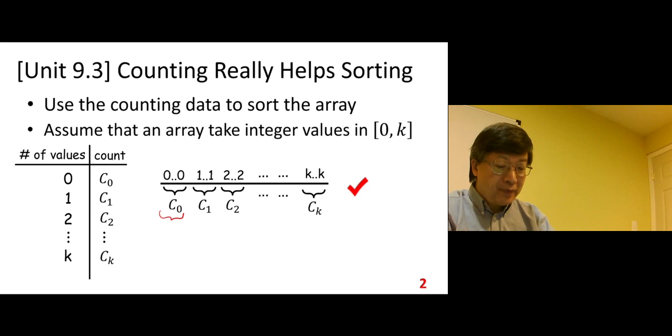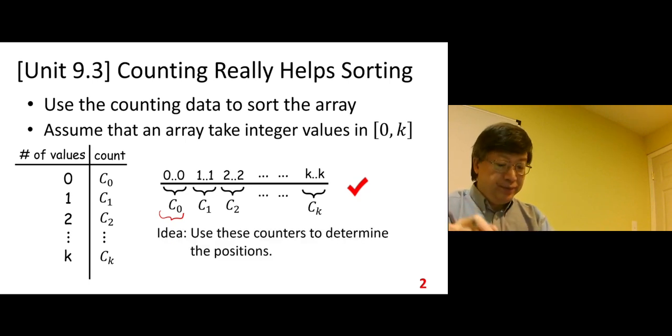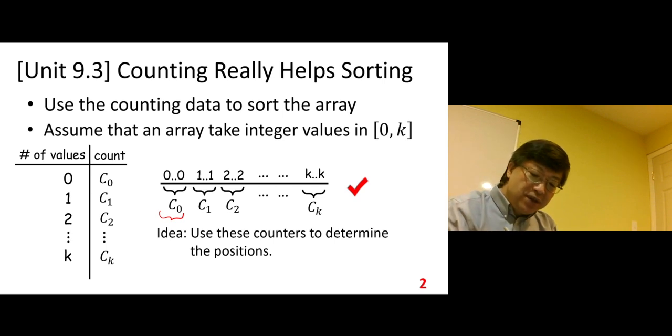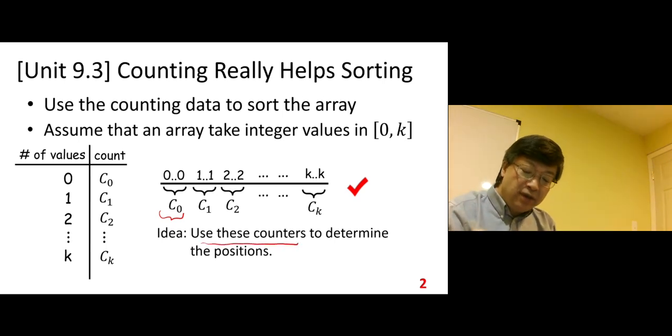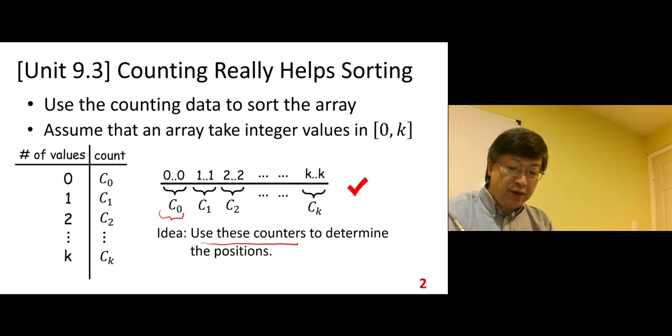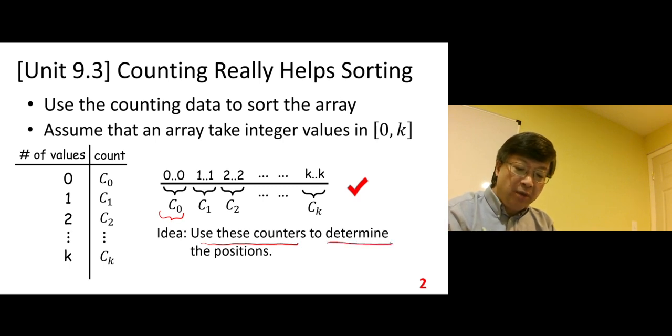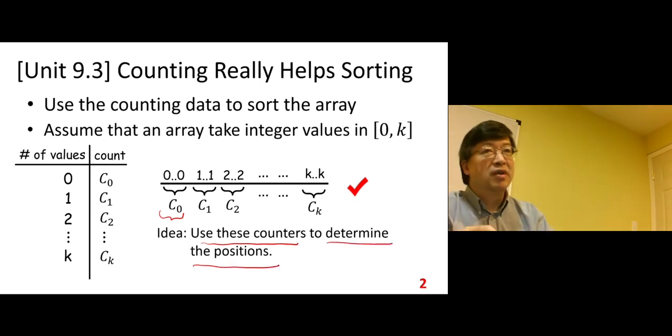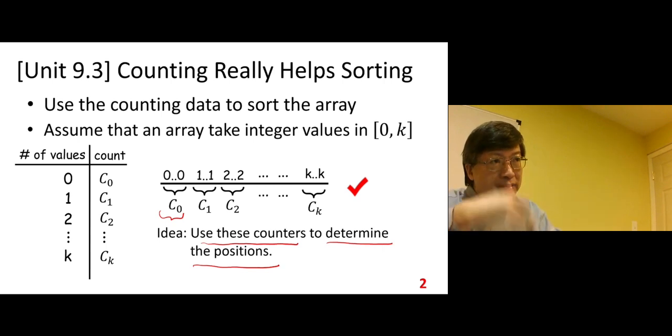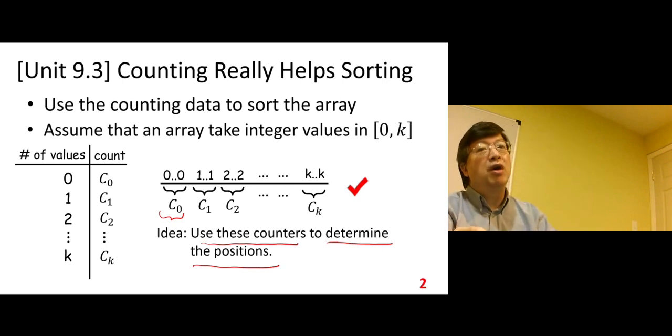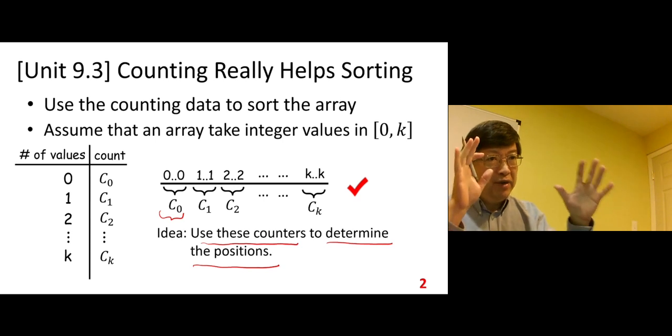So the main thing we need to do is use the values in those counters to determine the positions. That's what we need to do. If we can figure out a way to do this, then we solve the problem. So that's the overview of the solution.